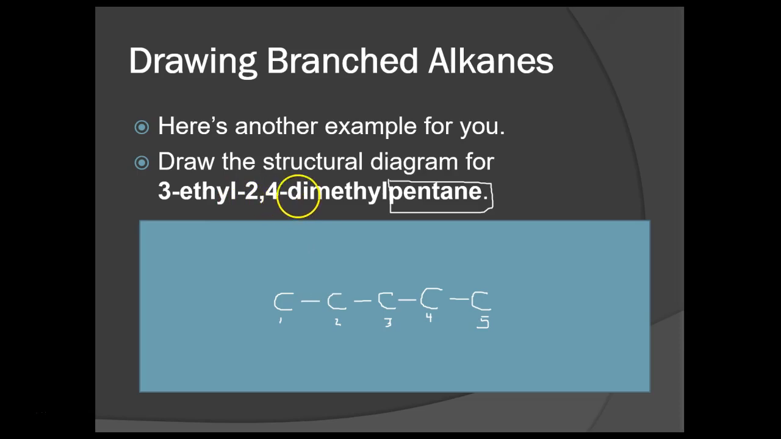So 2,4-dimethyl. 2, 4 is identifying that we have a methyl coming off of carbon 2. So I'm going to abbreviate that as CH3. We have a methyl coming off of carbon 4, CH3. And we have an ethyl coming off of carbon 3. So that's going to be CH2CH3. Okay. I hope that kind of made sense to you.